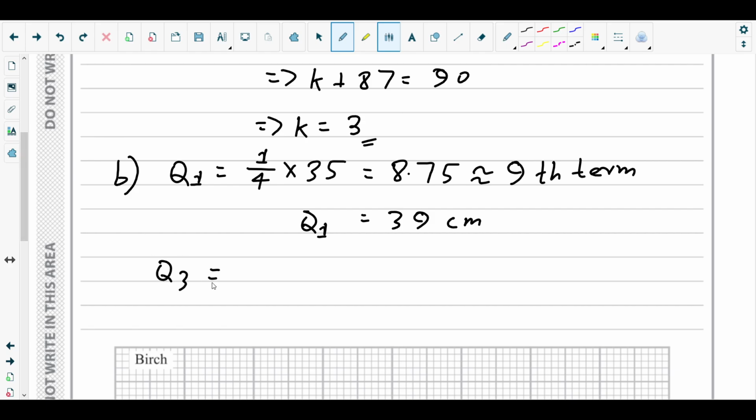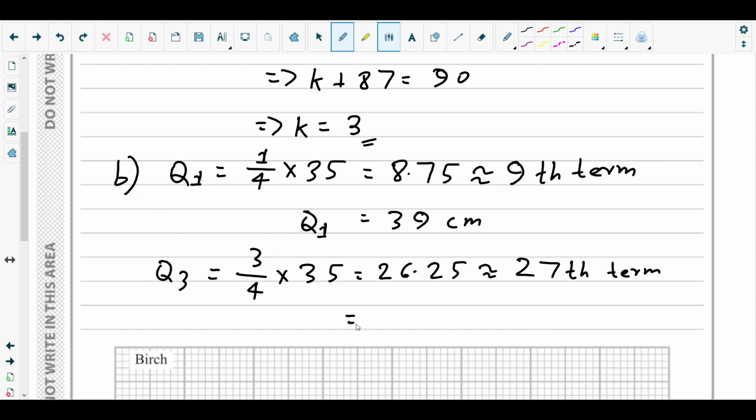Same method, but the upper quartile is basically the 75%, the data that lies at 75% of the whole data. So 75% is basically 3 over 4 of how much? 35. The total number of data is 35. So what will we get? 3 times 35 over 4. This is 26.25, which should be rounded up. That is the 27th term, right? So the 27th term is what?